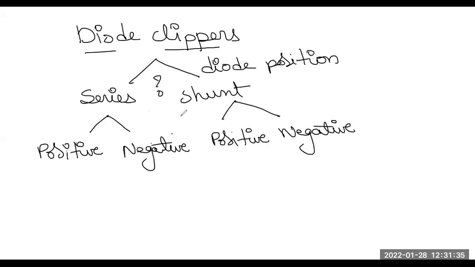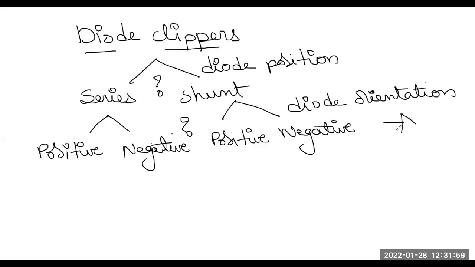Now the question is, on what basis are we classifying as positive or negative? We give this classification based on the diode again, but now it is not diode position, it is based on diode orientation. What do I mean by orientation? In one case, I can connect a diode anode first and cathode next, or if I reverse the position of the diode, this is how I have it. So this is what I mean by orientation of the diode, based on how the anode and cathode terminals are connected.